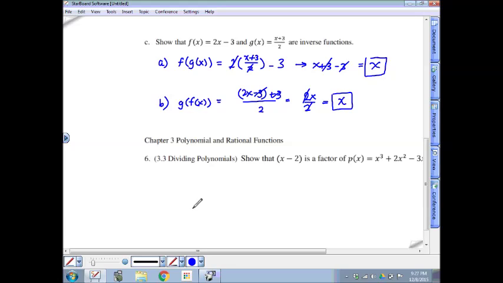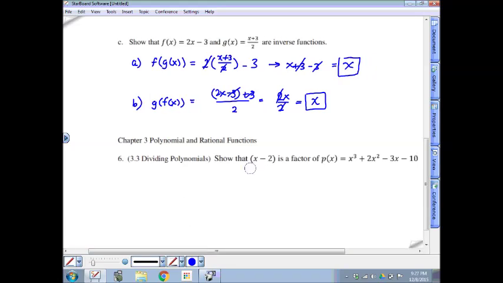Okay, moving into chapter 3 now. To show that x minus 2 is a factor of this polynomial, we need to do a division problem and show that we get a remainder of 0. This would be much like showing that 3 is a factor of 12. One way to show that is to do the division, and you get 4 with a remainder of 0.